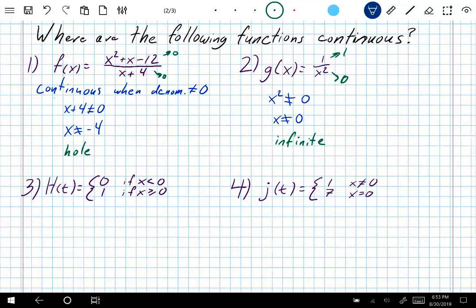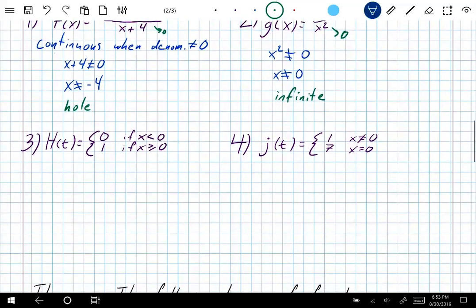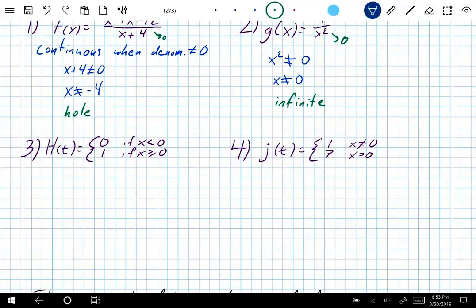Let's go ahead and look at these two, and we're going to do these fairly quick here. So this piecewise function, it's definitely going to be continuous when it is 0 here. So it's definitely continuous when x is less than 0. And it's definitely continuous when x is greater than 0, because then I'm strictly in this bottom one. The question here is, what happens when I am right at this border here?